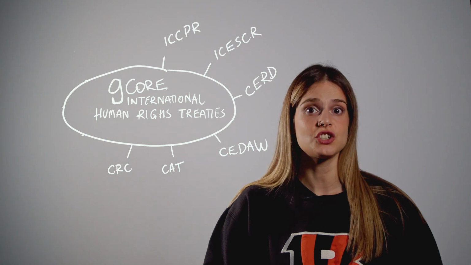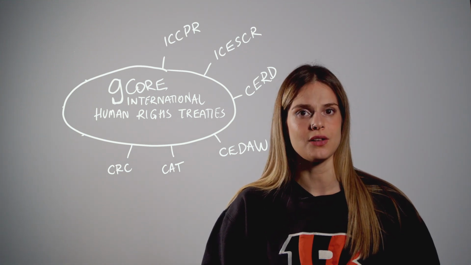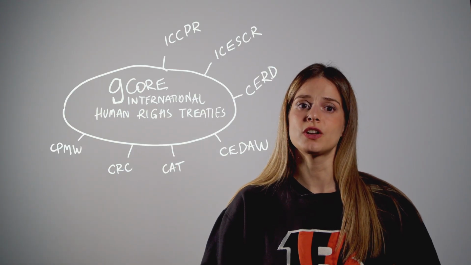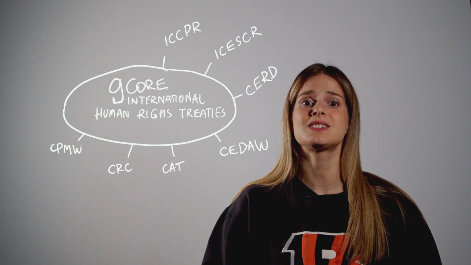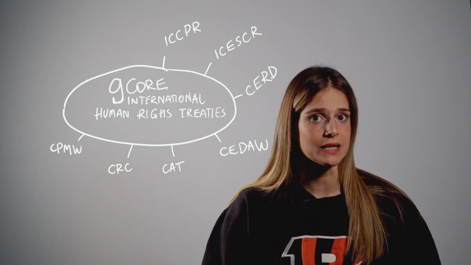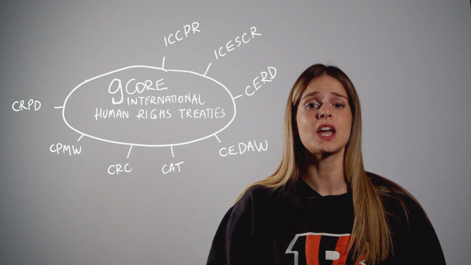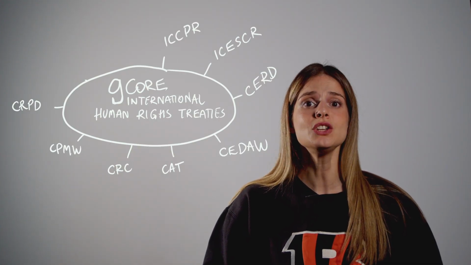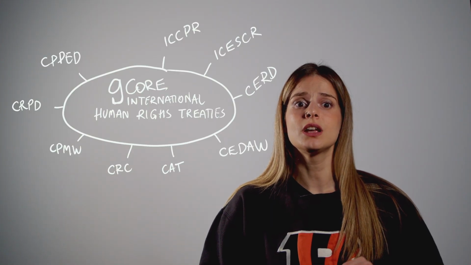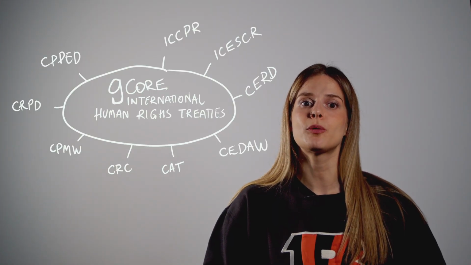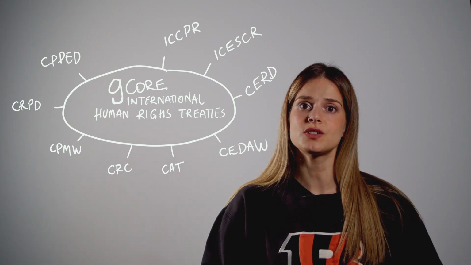The Convention on the Rights of the Child safeguards children's rights to protection, education, and healthcare. The International Convention on the Protection of the Rights of All Migrant Workers protects the rights of migrant workers and their families. The Convention on the Rights of Persons with Disabilities ensures people with disabilities enjoy equal rights and opportunities. The International Convention for the Protection of All Persons from Enforced Disappearance prevents people from disappearing forcibly and secretly.